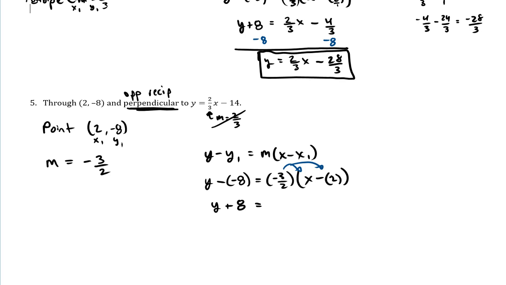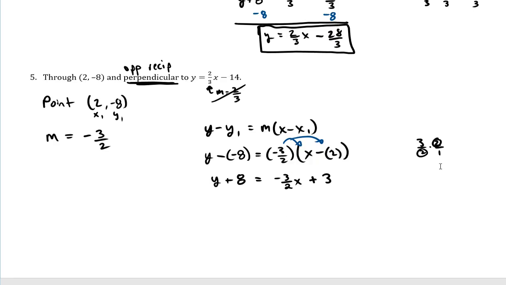So y plus 8 equals negative 3 halves times x, which is negative 3 halves x. Negative 3 halves and a negative 2 would make a positive. 3 halves times 2, just some quick scratch work, the 2's would divide, so it's 3 over 1, or just 3. And then one last step, subtract that 8 over, and we'll have it. Okay, so we'll have y is negative 3 halves x, and 3 minus 8 is minus 5.